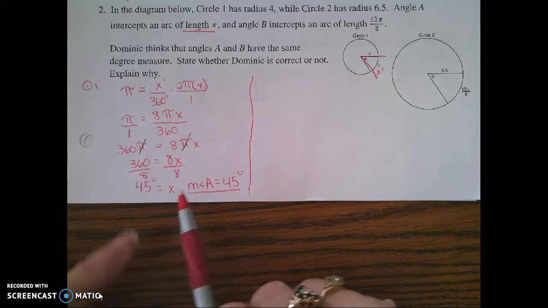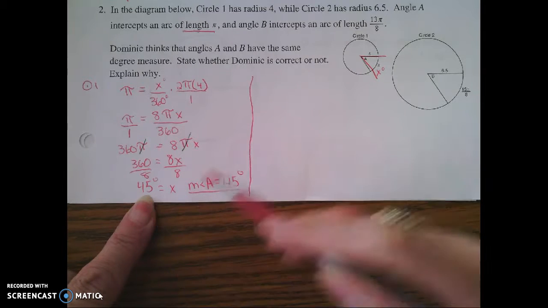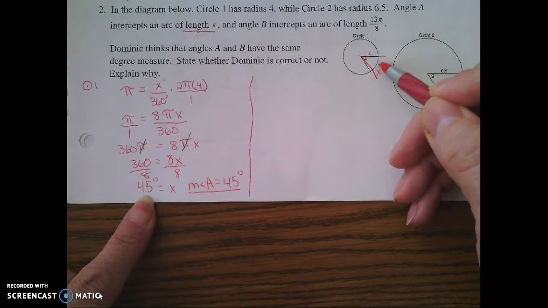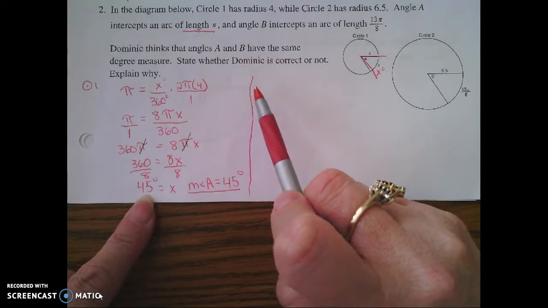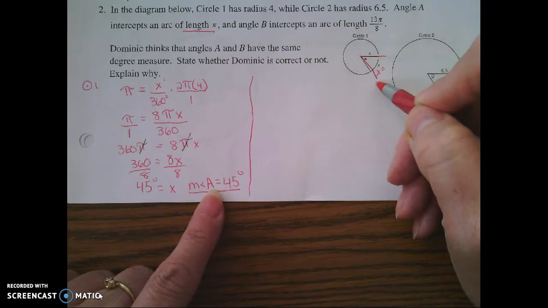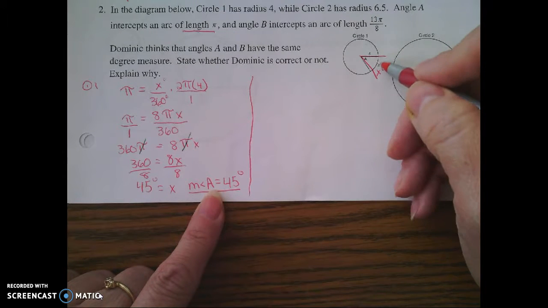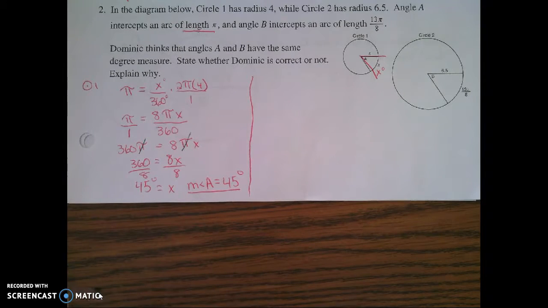Hi, welcome back. All right, so the last video ended, we had found x in degrees. That's the measure of that arc. But Dominic wants to know if angles A and B have the same degree measure. So if you look at the picture, angle A is a central angle, so it equals its arc measurement. So the measure of angle A is 45 degrees.